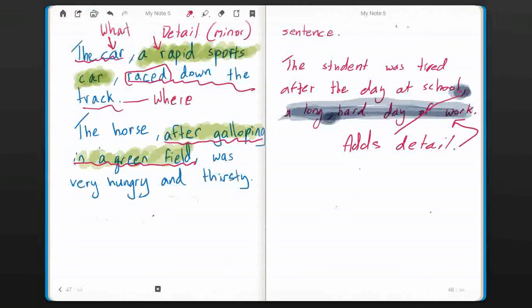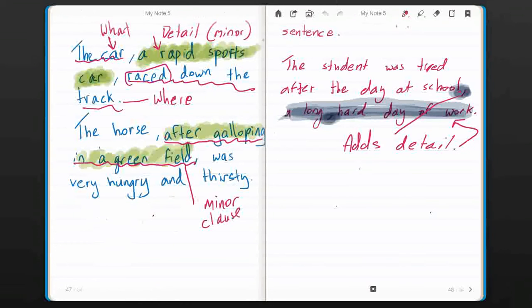So the detail is the bit between the two commas usually, and that's called the minor clause. And the part about what is doing the action and the action itself is the major clause. So the bit I've underlined is the major clause. So here again, this time it's underlined with the minor clause, and that's between these two commas at the beginning and end of there. So after galloping in a green field is the bit in the commas, and that is the bit that is the minor clause. So the minor clause is almost always inside the commas, okay? And the major clause is almost always on the outside, which is the horse was very hungry and thirsty. And that makes sense on its own without the middle bit.